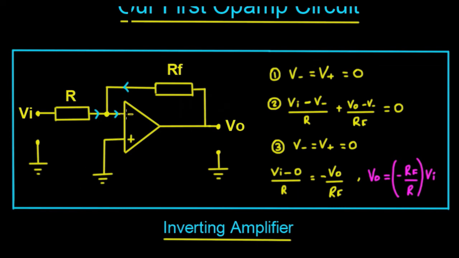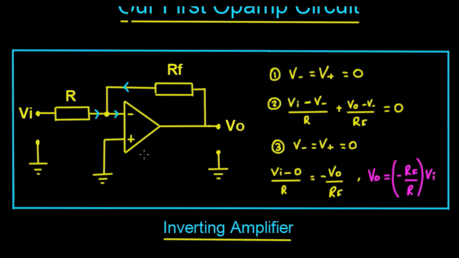So we have our op-amp here. The positive side is connected to ground. We've got an output voltage here, we've got an input voltage, we've got a resistor R, we've got a feedback resistor RF, so you can see the negative feedback there into the negative terminal.